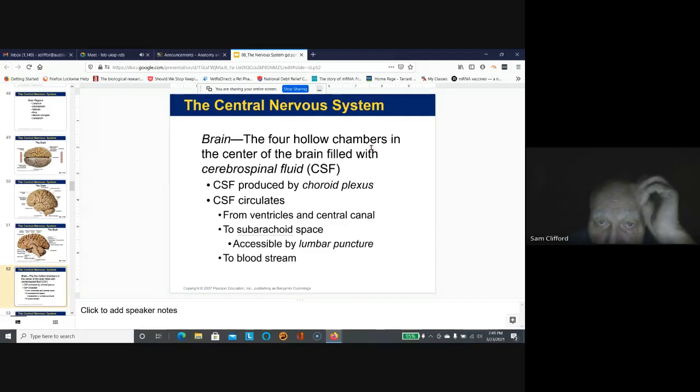So there are 4 hollow chambers in the brain filled with cerebral spinal fluid. The choroid plexus is special structures that have a large blood supply that are going to produce cerebral spinal fluid, which circulates through the ventricles or cavities of the brain and circulates through the subarachnoid space. And then information and products and structures are going to be shared with the blood system.